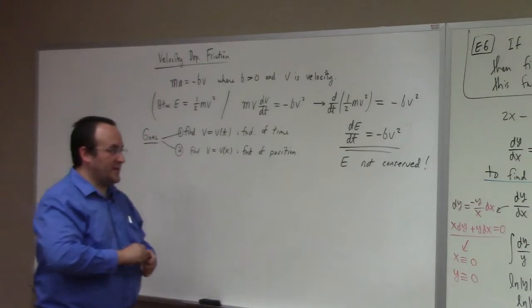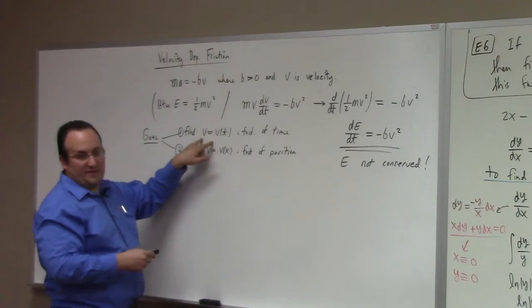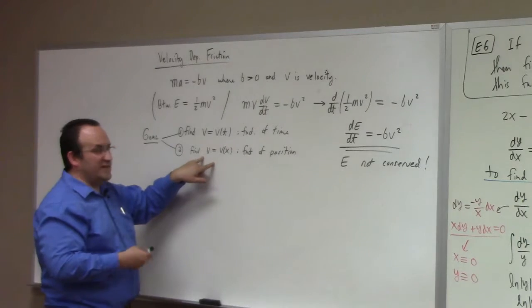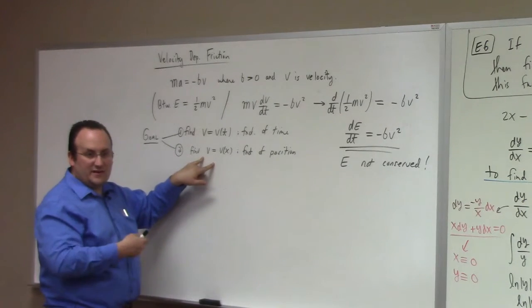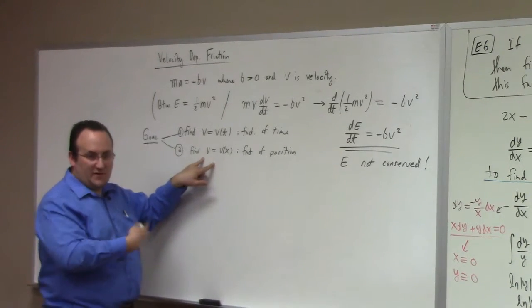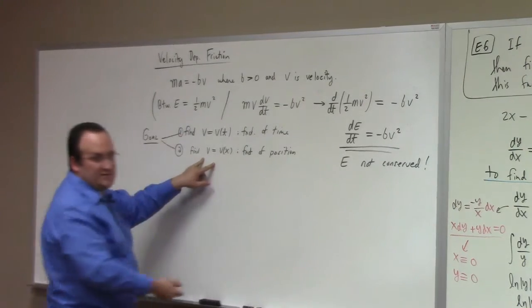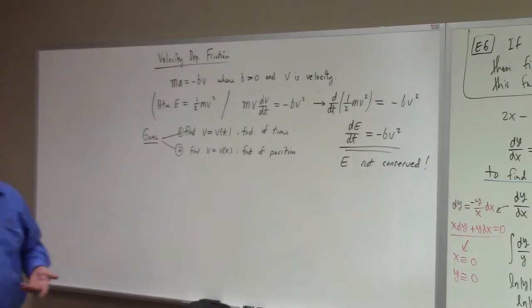Whenever you see somebody write f equals f of x or g equals g of t, what they're trying to tell you is that f is a function, it's a function of x. g is a function, it's a function of t. This is what this notation means.